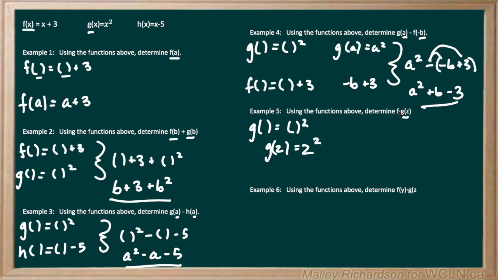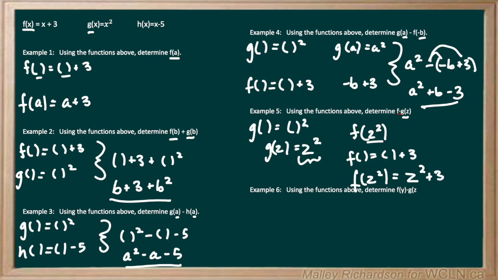So now that we know what g of z equals, we want to find f of g of z. So we want to find f of z squared, because that's what g of z equals. So now wherever we see an x in f of x, we're going to replace it with empty brackets. And then we're going to replace these empty brackets with z squared. So now we have f of z squared equals z squared plus 3. So z squared plus 3 is our final answer.